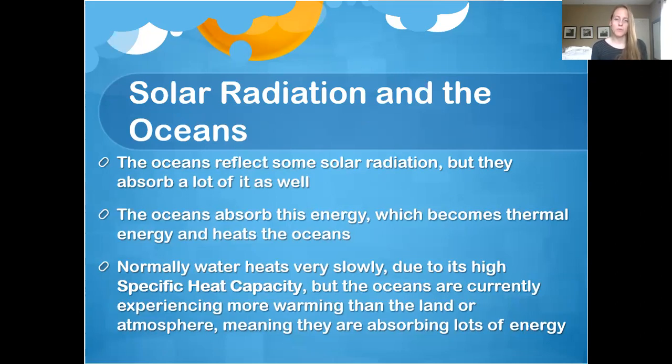The oceans absorb this energy, which becomes thermal energy, and then heats the ocean. Normally, water does heat very slowly because of something called high specific heat capacity, but the oceans are currently experiencing more warming than the land or the atmosphere because we have a lot of ocean area near our equators, and therefore they're absorbing a ton of solar radiation.